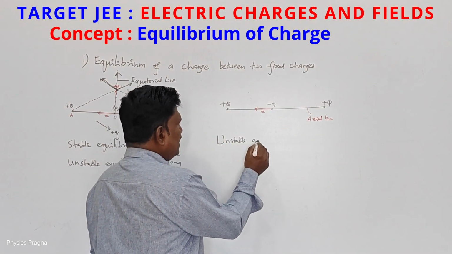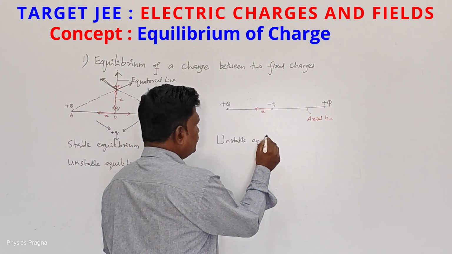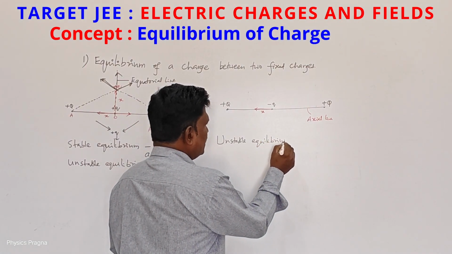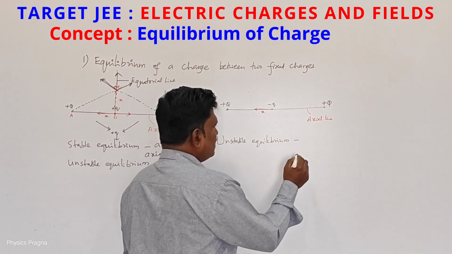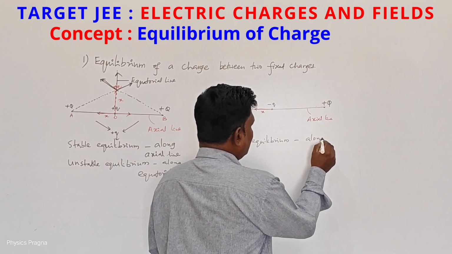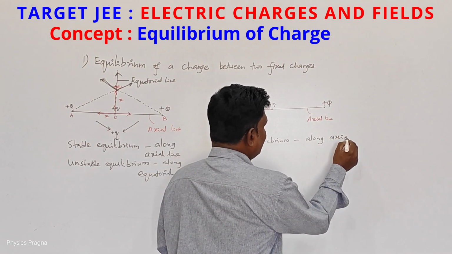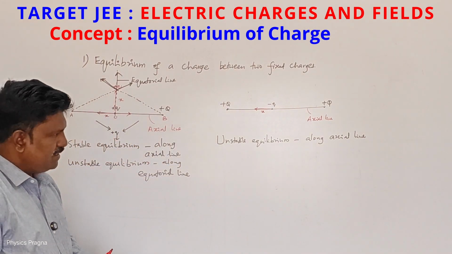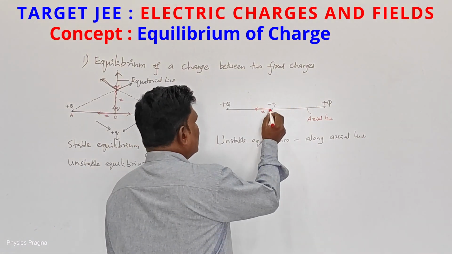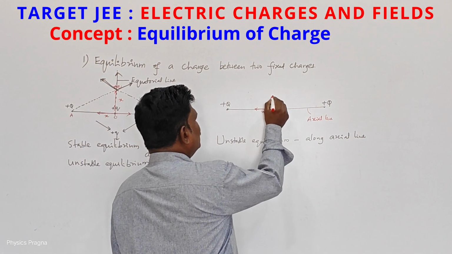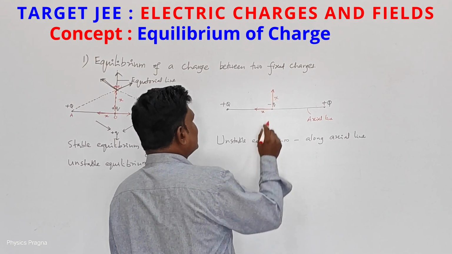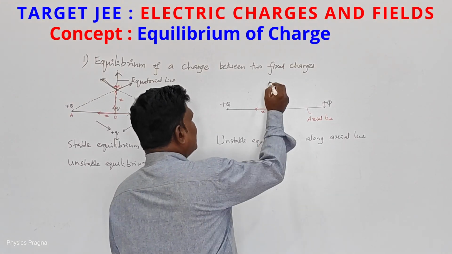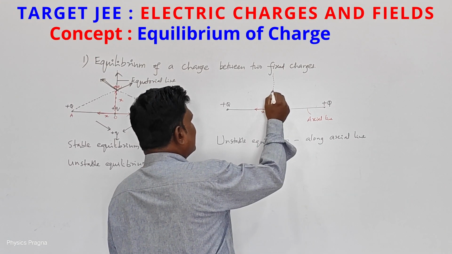So here, for minus q, the unstable equilibrium lies along the axial line.